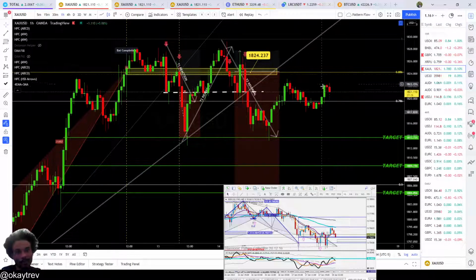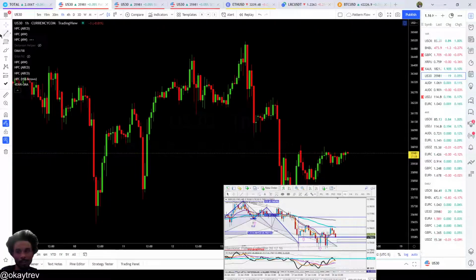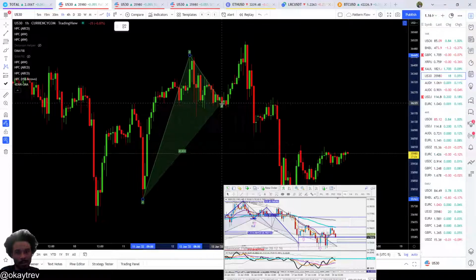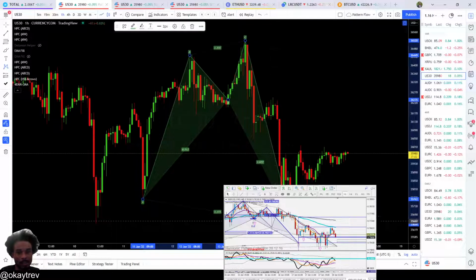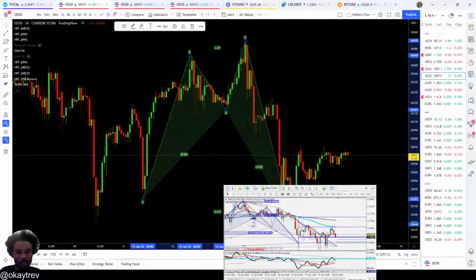Looks like it's even turning around now, picking up some action, going down to US 30. Got a shark. I remember looking at this shark as well. I believe it's X to A, B, C, D, if I'm not mistaken. Let's go ahead and double confirm it. Pulling up our feed here.